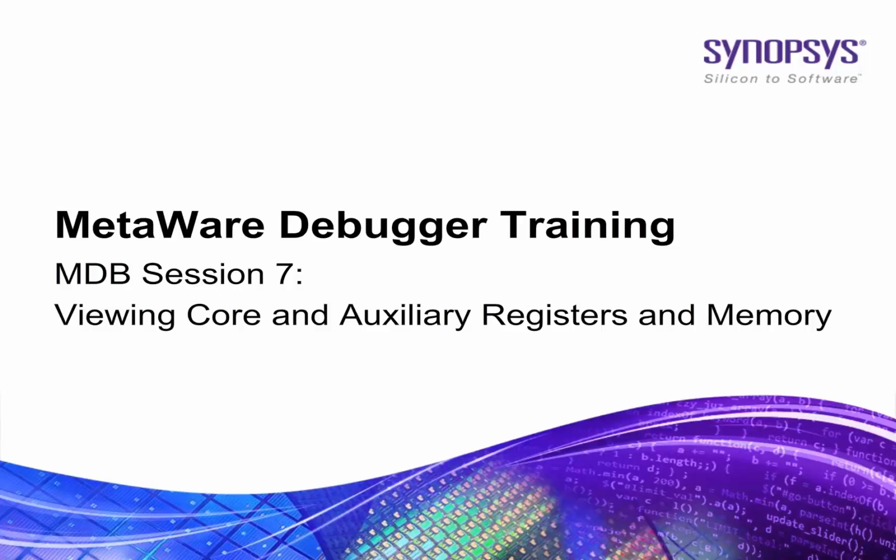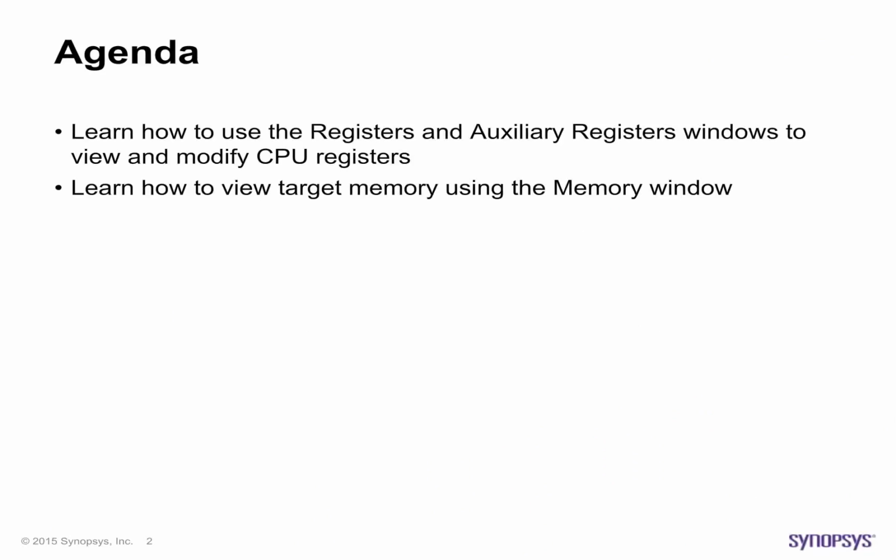This is MDB Session 7, where we'll show how to examine and change core and auxiliary registers on your target, and also how to examine memory. In this session, we'll show you how to use the Registers and Auxiliary Registers windows to view and modify ARC registers. We'll also show how to use the Memory window to access target memory.